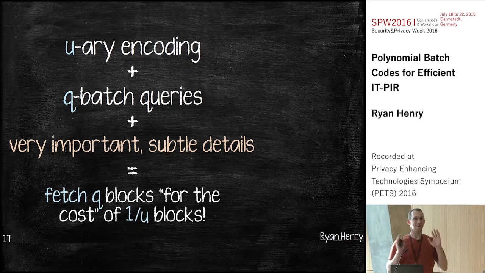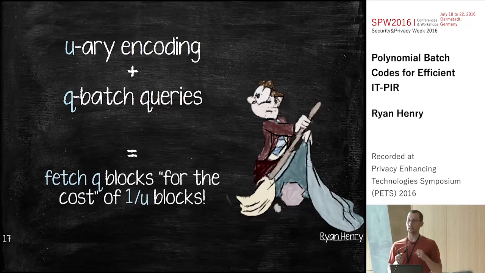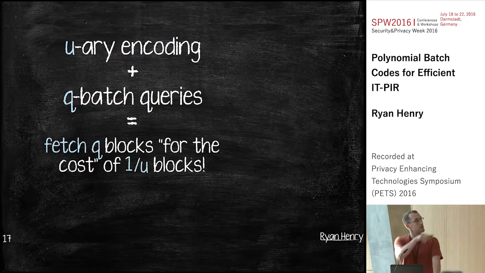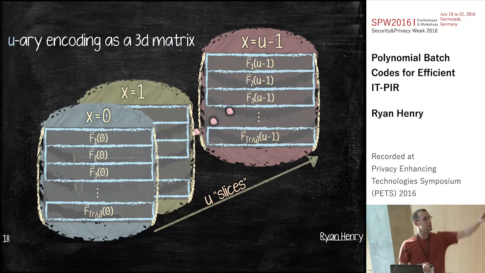Okay. So the next thing I want to talk about is what happens if we try to put these things together. And it turns out you can use this, what I call the UARI encoding, taking the database and encoding it in these ramp scheme polynomials with those QBatch queries. And then if you add in some other very important subtle details, which I will just sweep under the rug for the time being, you get Q blocks for the cost of 1 over U blocks, which is quite nice.